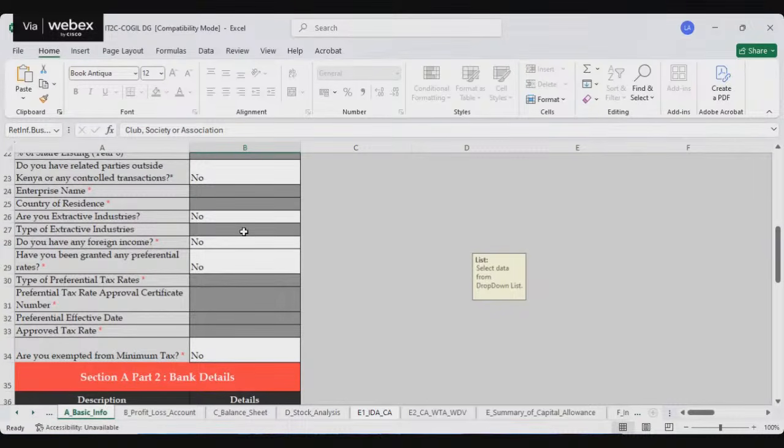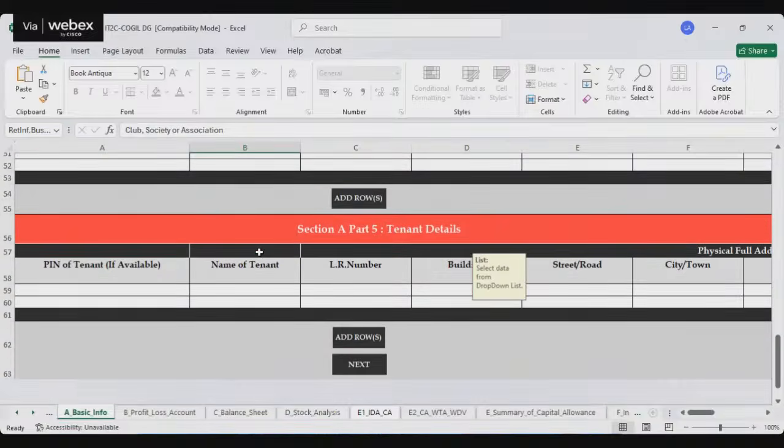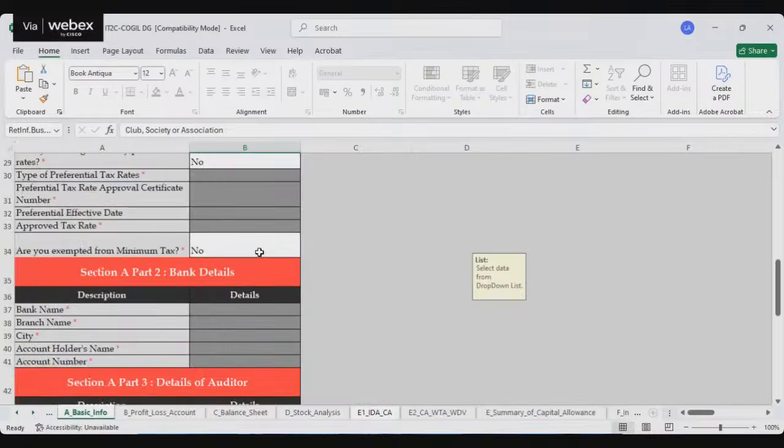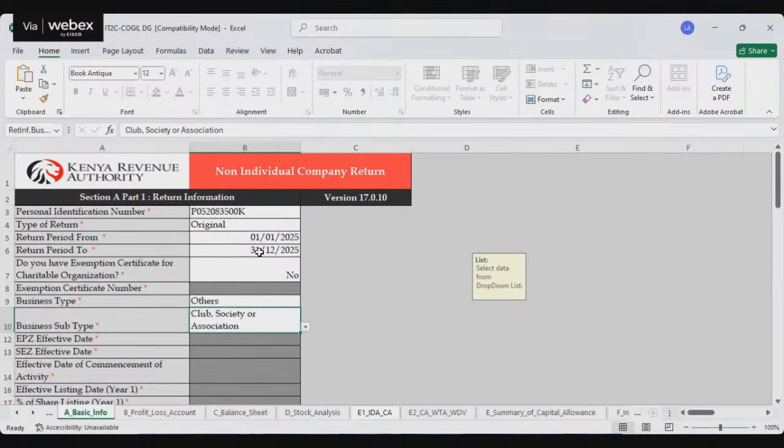Then we have talked about two types of organization. We have talked about that organization which has applied for income tax exemption, and the commissioner has granted them the income tax exemption certificate. So they will not be expected to pay taxes. However, they are still expected by the commissioner to declare that income. So what will they do for that category of organization with an exemption certificate? Under this question, do you have an exemption certificate for the charitable organization, you're supposed to declare yes.